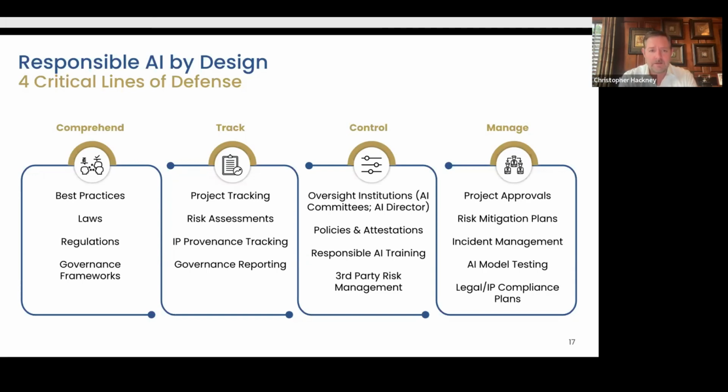Incident management, determining incidents as they arise, pulling together the right teams, and then reporting back on how incident mitigation is going. Then AI model testing at the model ops and dev ops levels on things like bias and transparency, and then making sure you have legal and IP compliance plans implemented across the org.